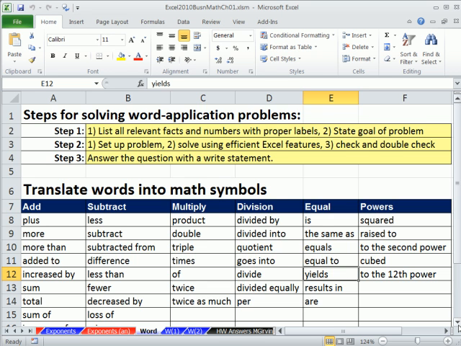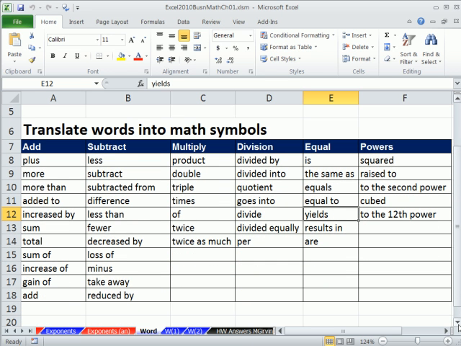Now also in the textbook, they have a table that shows you how to translate words into math symbols. Now, almost always, you're given either a written statement or there's something online or a verbal statement, and it uses words. And you have to translate those into math symbols. Now, here's a column for adding, subtracting, multiplying, dividing, equal, and powers. These are some of the common words.